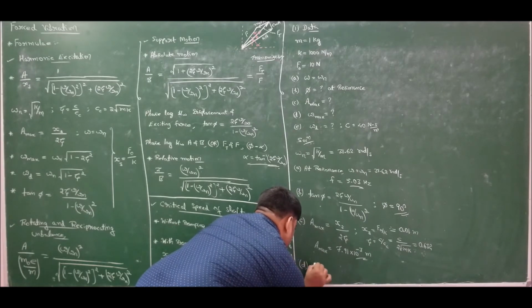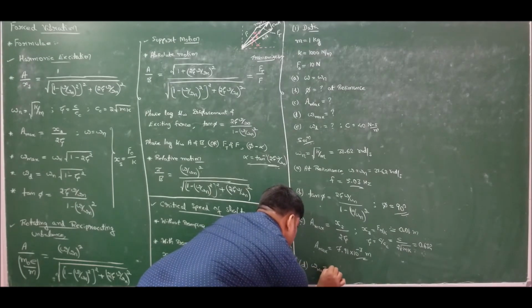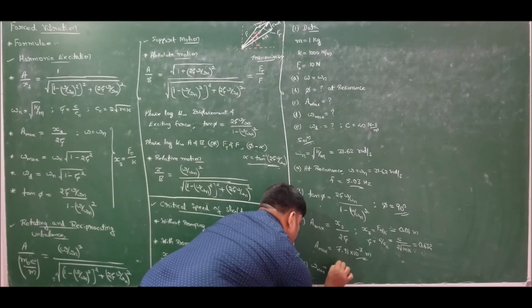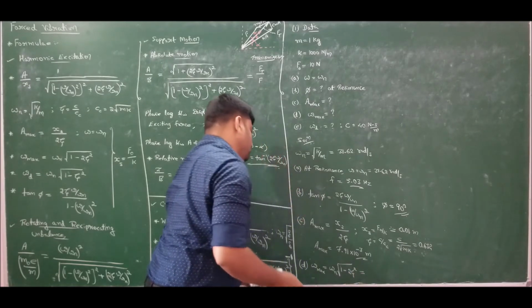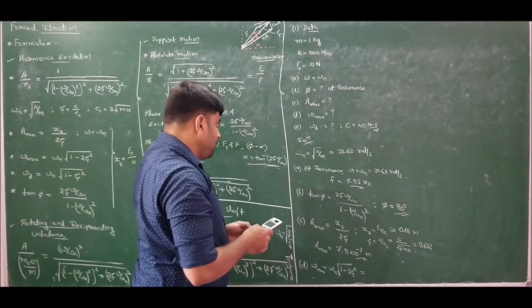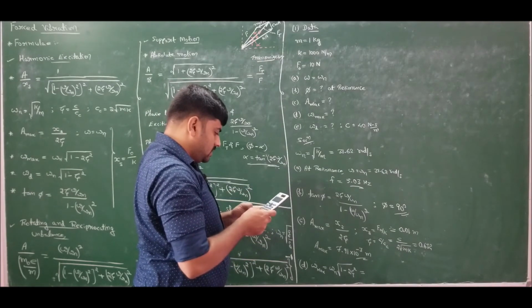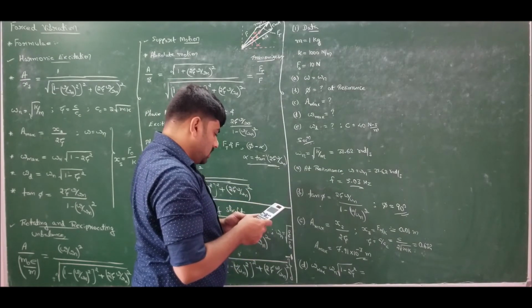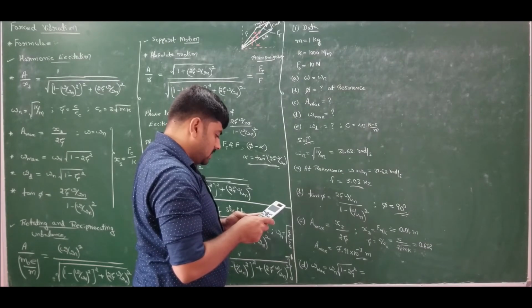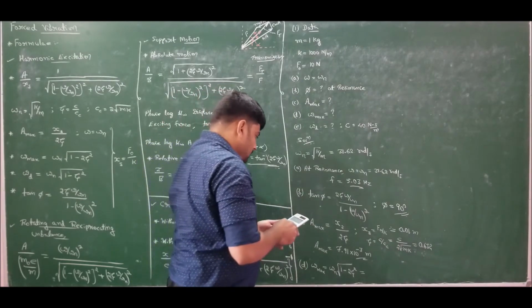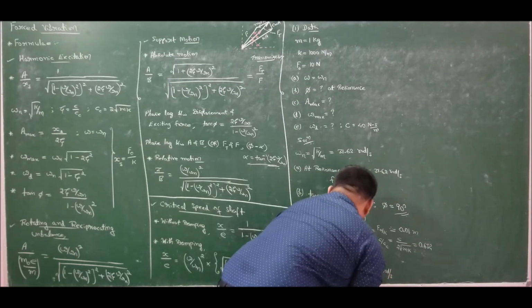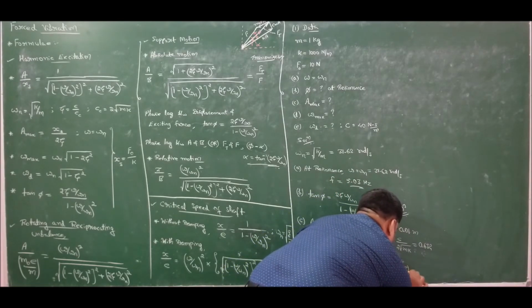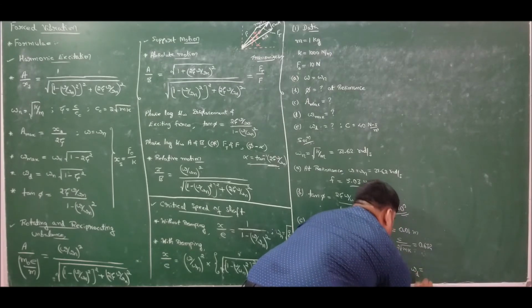So we know that omega max is given by omega n into root of 1 minus 2 zeta square. Therefore omega max is 31.62 into root of 1 minus 2 into 0.632 square, which is 14.18 radians per second. And finally we have E, that is omega damped.